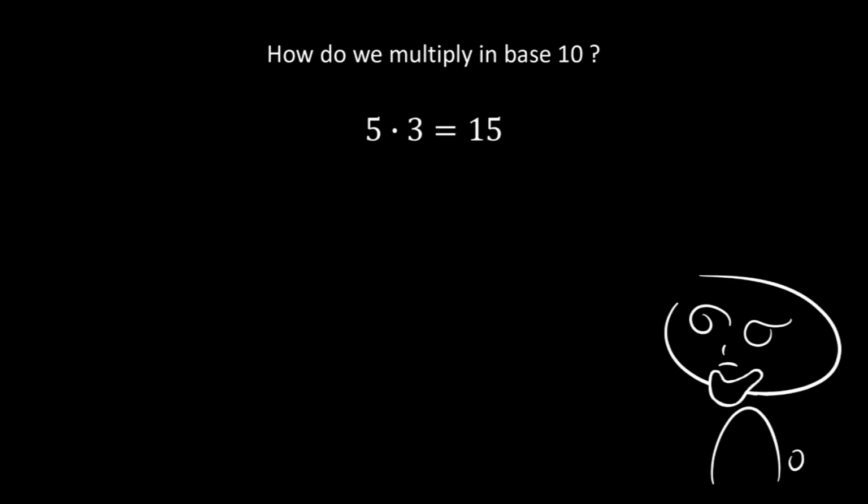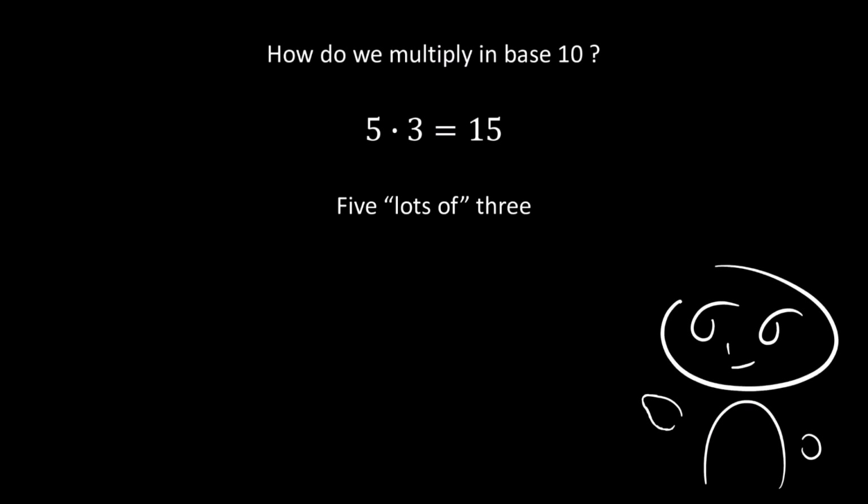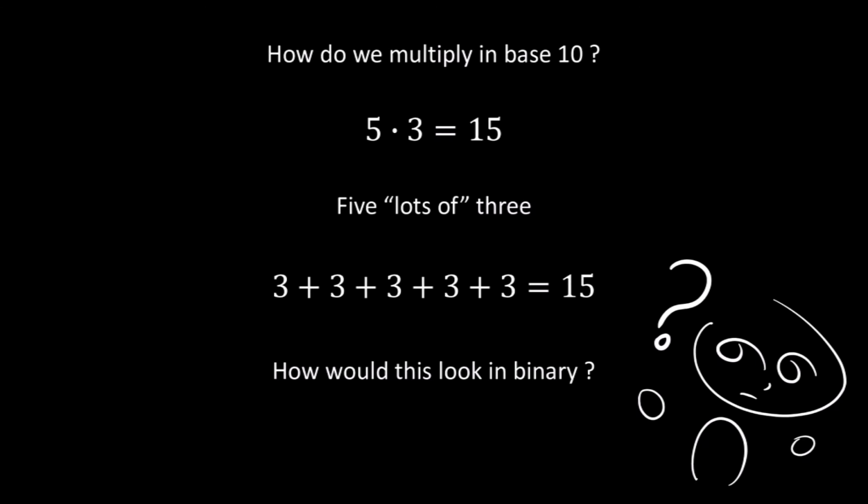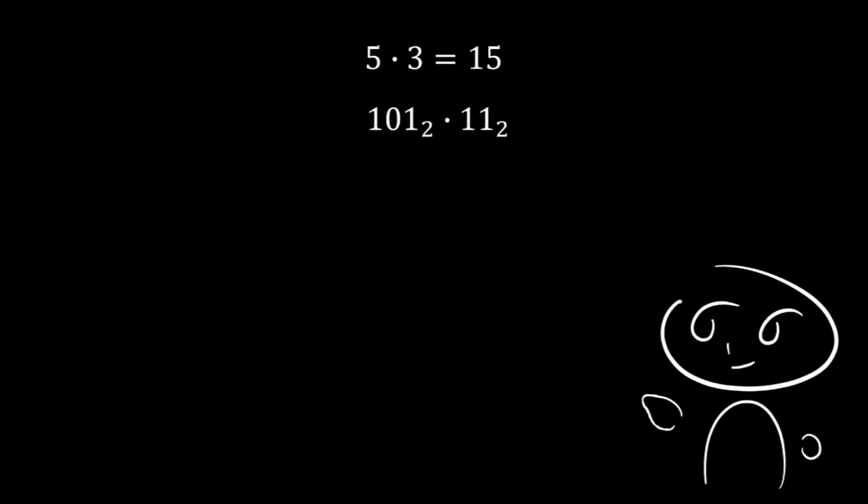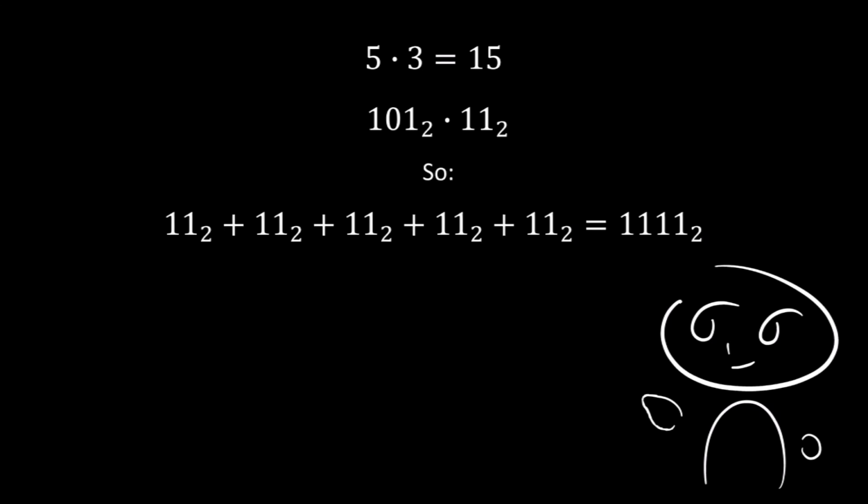So how do we multiply normally in base 10? If we take 5 times 3, we know that that equals 15. We could interpret the multiplication as 5 lots of 3, which means that we have 3 added to itself 5 times. And this does give us the correct answer of 15. So then how would this look in binary? If we have 5 times 3 in binary, then we have 3 added to itself 5 times, which in binary gives us 4 ones, which is the equivalent in binary of 15, which is the correct answer.